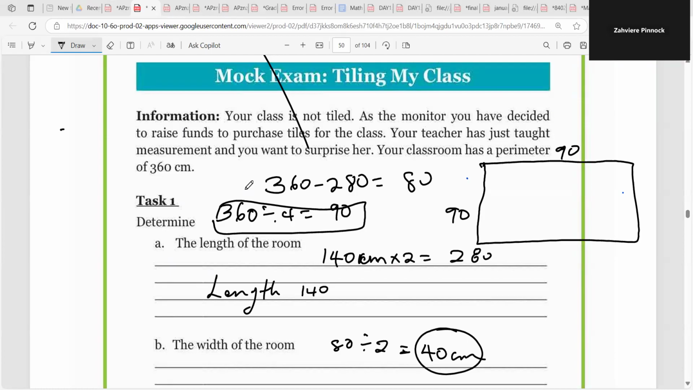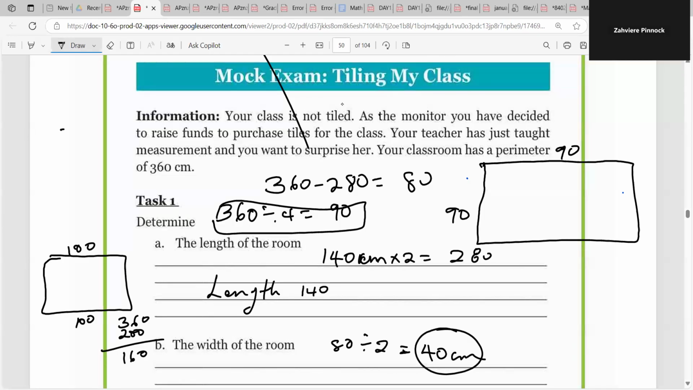Okay, sir. So I used 100 as the length. When you add the two 100s, you should get 200. And then when you subtract the 200 from the 360, you get 160. Then you divide the 160 by 2, and then you'd get 80.